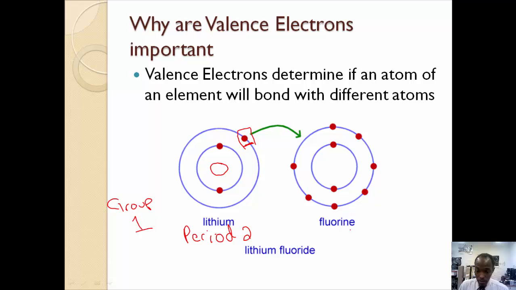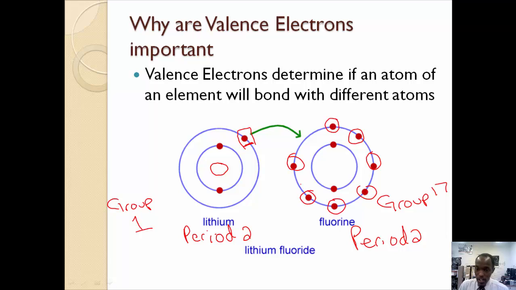Fluorine, also in period 2. So it has 2 energy levels, 1, 2. But fluorine is in group 17, and so it has 7 valence electrons. 1, 2, 3, 4, 5, 6, 7. And that's the number of valence electrons.